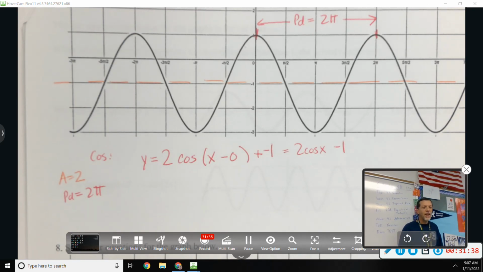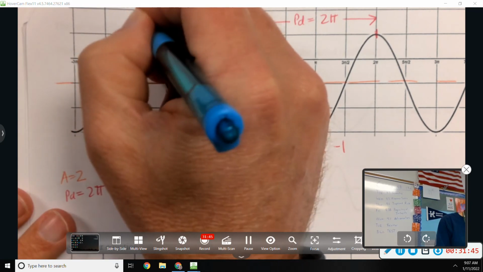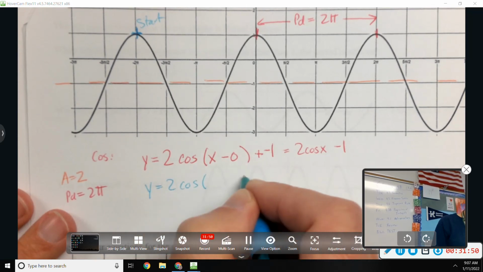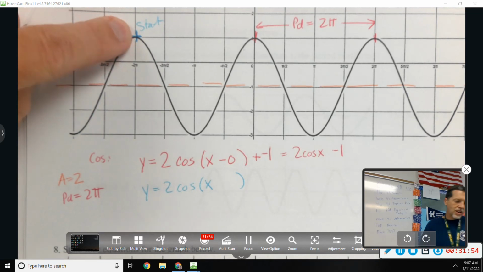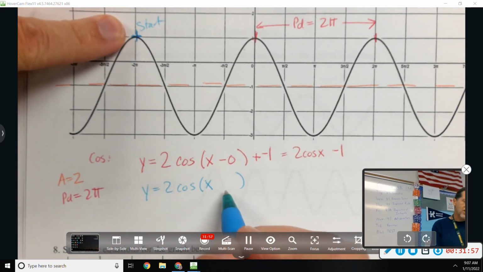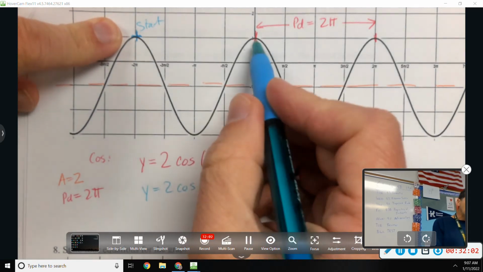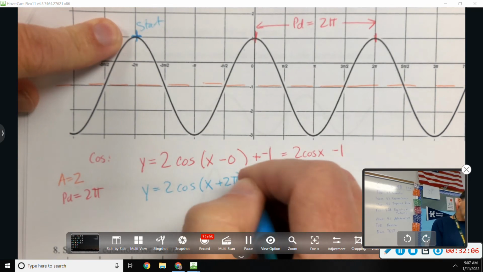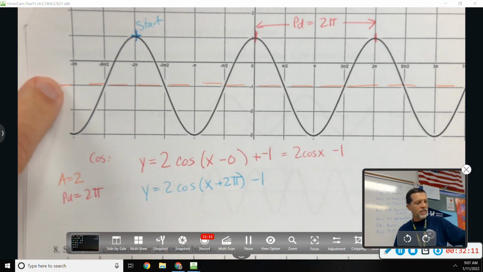But you could get creative. What if instead you said, you know what, I think it starts over here. I think that's my starting point. So it's still a cosine graph. But what has the shift been if we're starting right there? How do I make it start right there? What would make it move to the left 2 pi? Plus 2 pi. And that shift is always going to be minus 1.